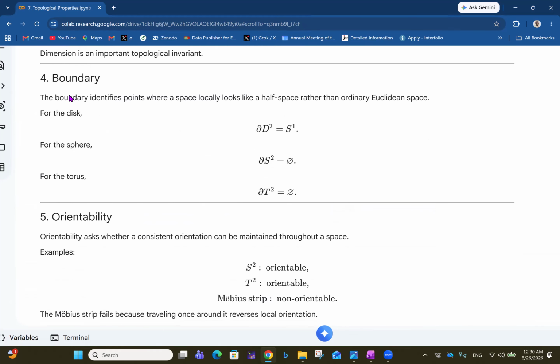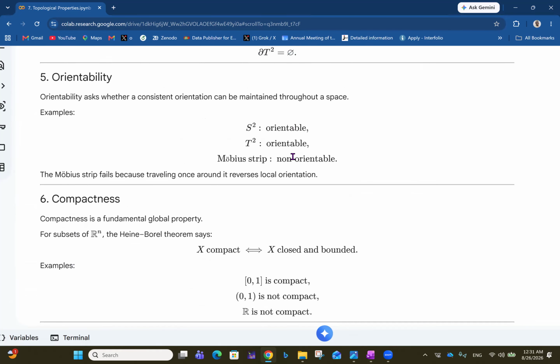Then the boundary identifies points where a space locally looks like a half space rather than ordinary Euclidean space. For a disk, the boundary is a circle. For the sphere, the boundary is empty. For the torus, there is no boundary either. Then we talk about orientability. Orientability asks whether a consistent orientation can be maintained throughout a space. A sphere is orientable, and the torus is also orientable. The Möbius strip is not orientable, though it looks like a cylinder, which is orientable. The Möbius strip fails because traveling once around it reverses local orientation.